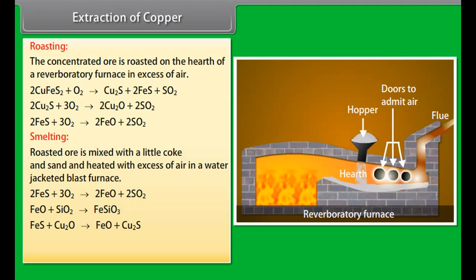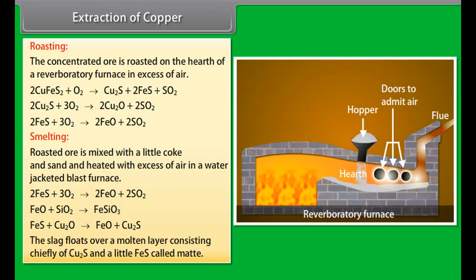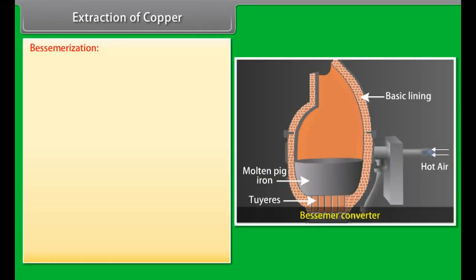Limestone decomposes into calcium oxide, which acts as a flux and combines with the impurities of SiO2 and Al2O3 and removes them as slag. Molten iron collects at the bottom of the hearth of the blast furnace. The slag, being lighter, floats over molten iron. Slag is removed through the slag hole.